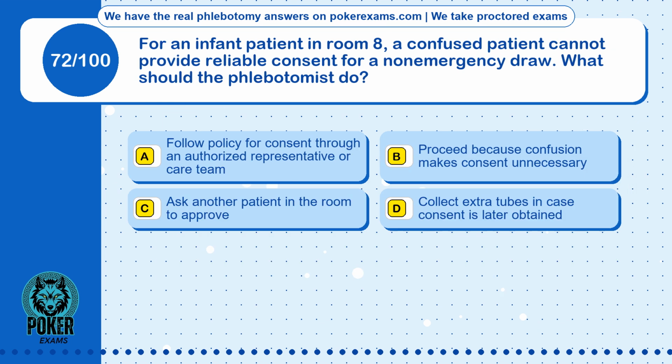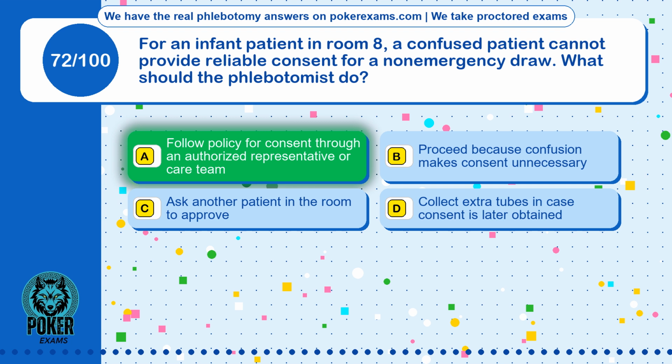Question 72. For an infant patient in room 8, a confused patient cannot provide reliable consent for a non-emergency draw. What should the phlebotomist do? Option A, follow policy for consent through an authorized representative or care team. Option B, proceed because confusion makes consent unnecessary. Option C, ask another patient in the room to approve. Option D, collect extra tubes in case consent is later obtained.